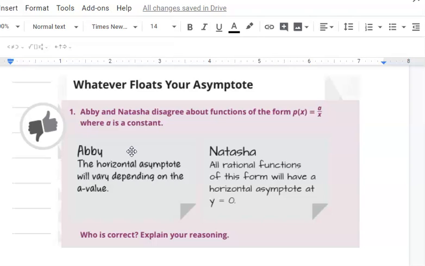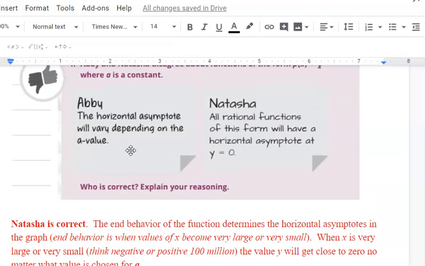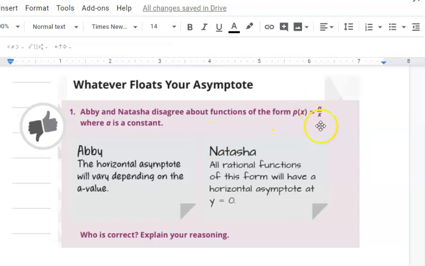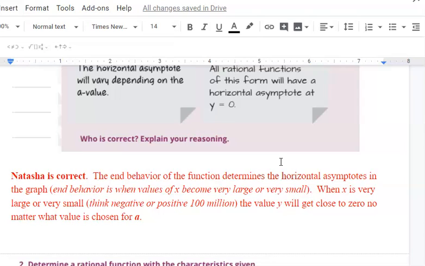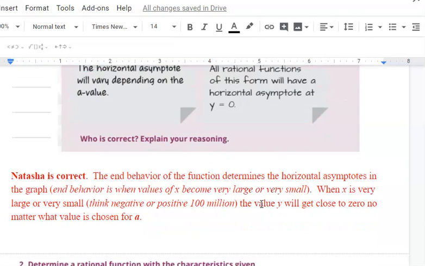Well, actually, Natasha's correct. If you have a function y equals a over x, a is some number over the variable x, no matter what you put up there for the a, it could be a positive number, a negative number, it could be a big number or a small number. It's not really going to matter because the larger x becomes, the closer this graph is going to get to 0.